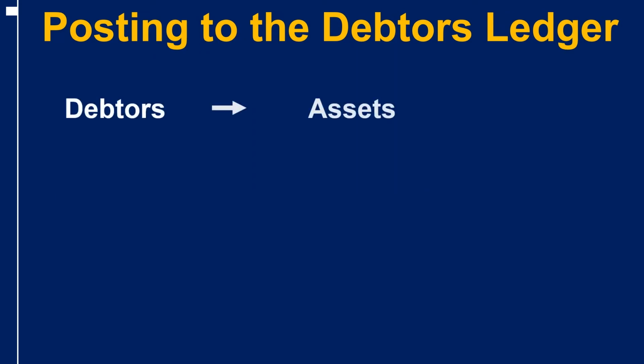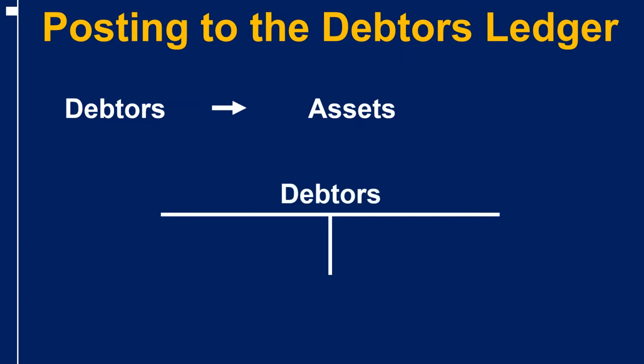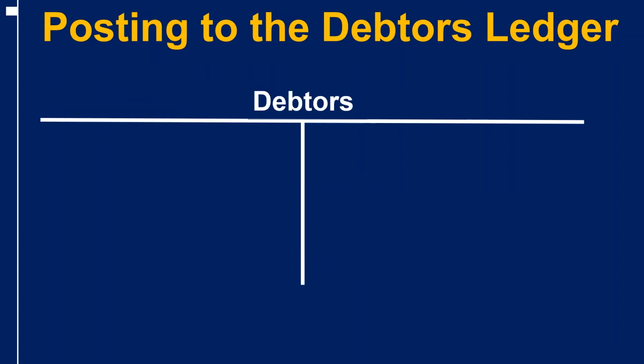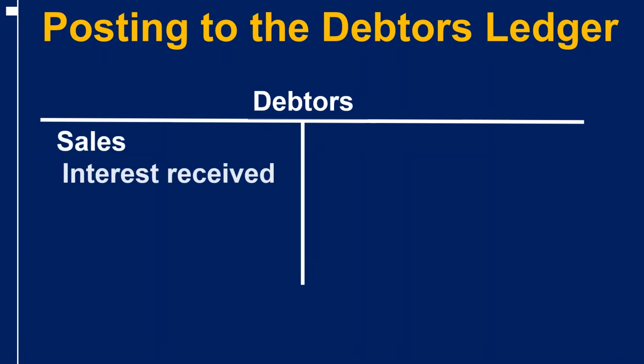Debtors are current assets. This means that debtors increase on the debit side and decrease on the credit side. All transactions that are increasing the debtors will be recorded on the debit side. Transactions that increase the debtors account could be sales on credit and interest charged on debtors overdue account from the general journal.